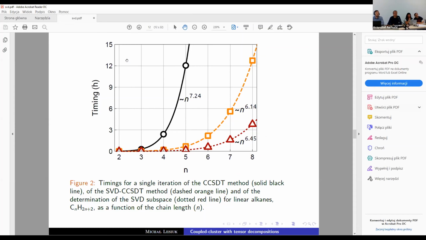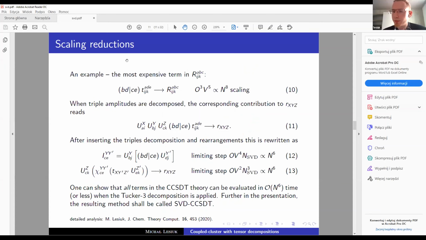What Laplace transform algorithm do you use for denominators? On the graph, are the exponents n to the 6.14 and n to the 6.44 in the right order? Everybody can now unmute themselves and ask questions directly. For the Laplace transform, I use the min-max quadrature of Takatsuka, Ten-no and Hackbusch.